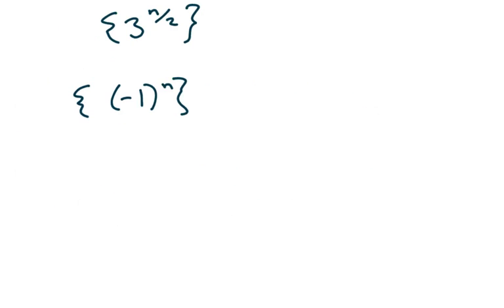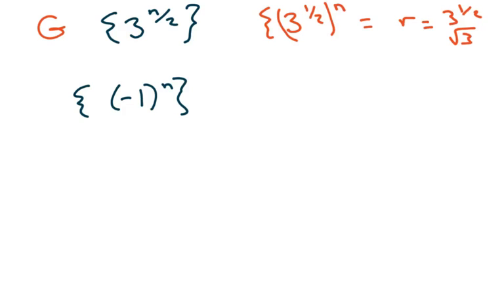The last one we have are these exponential kind. I can rewrite this one as 3 to the 1/2 to the nth. So this is geometric, my common ratio is 3 to the 1/2, which is really square root of 3. Alright, and this one is definitely geometric. My common ratio is just negative 1.